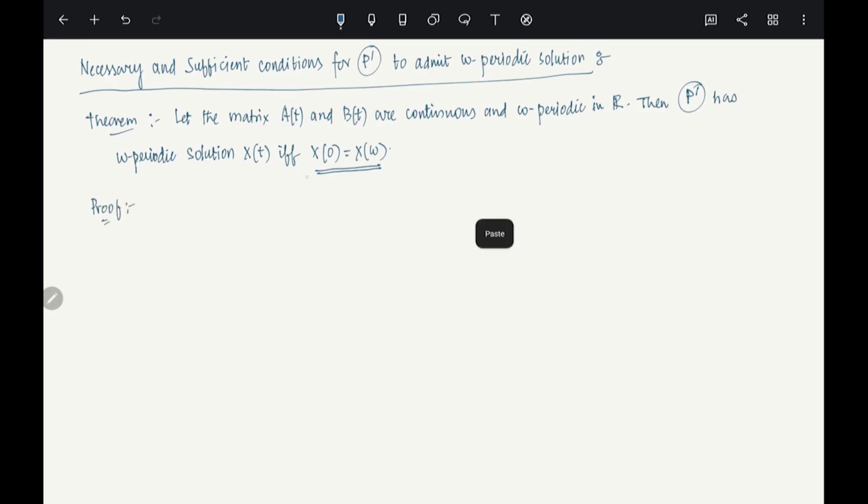Of course, if it is the W periodic solution, if x is W periodic, let's say, then x of t plus w equals x of t for all t, right? So therefore for t equals 0 also it is true, and hence x of w equals x of 0. So that's just trivial, right?